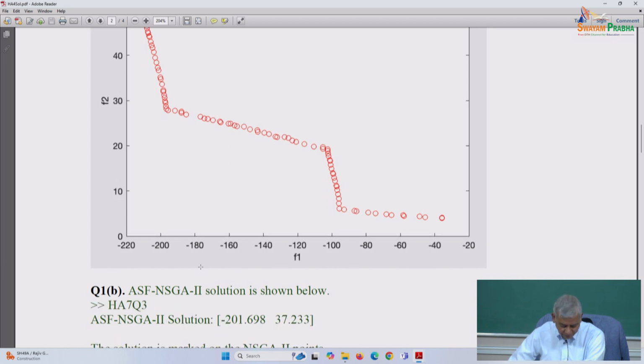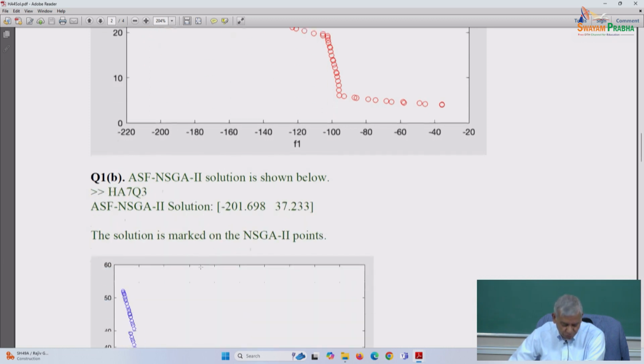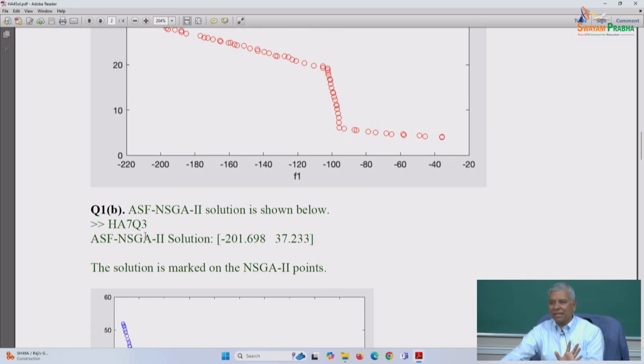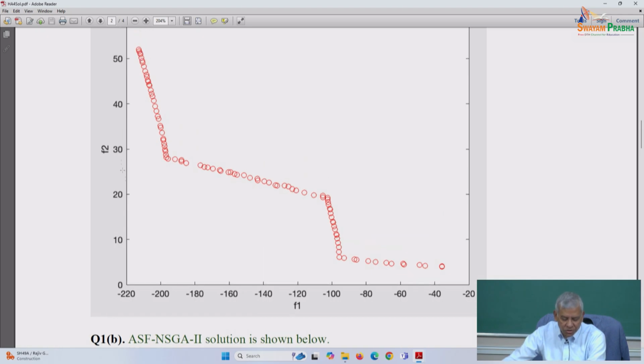But if you use the other 2 methods I asked you to do, one is the ASF method. What you do now, you don't optimize the ASF function. This is your search space. Each of the points f1, f2 you have already. So it's a posteriori we are doing. First we find these 100 solutions because you used 100 population size, so you get about 100 solutions.